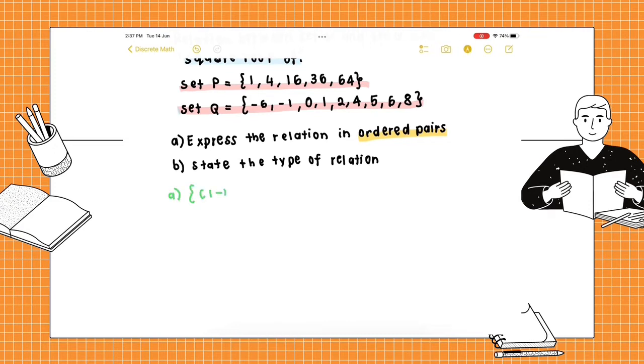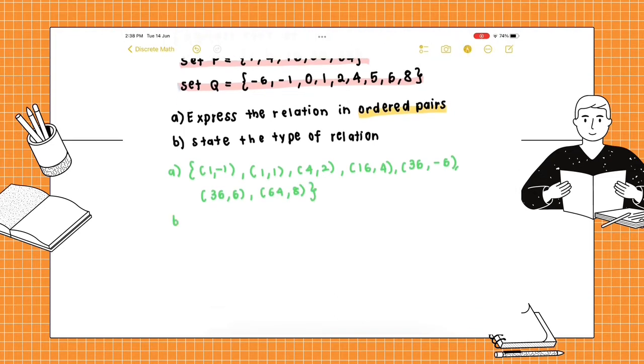The way to put it in ordered pairs, basically we just open the bracket, and then we arrange it: 1 to -1, 1 to 1, 4 to 2, 16 to 4, 36 to -6, 36 to 6, 64 to 8. And then we close the bracket.